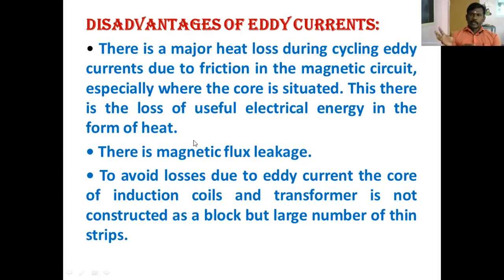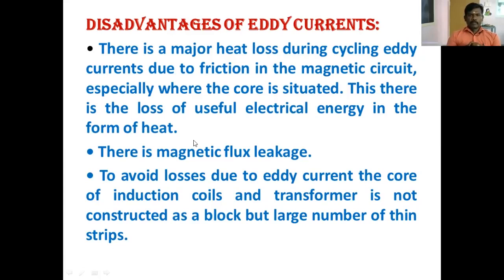That eddy current is produced in the second coil, and that setup is called the secondary circuit. The total flux linked with the first coil does not equal the total flux linked with the second coil. Flux linked with the primary circuit is always greater than the flux linked with the secondary coil. So some of the flux is lost in the form of leakage.